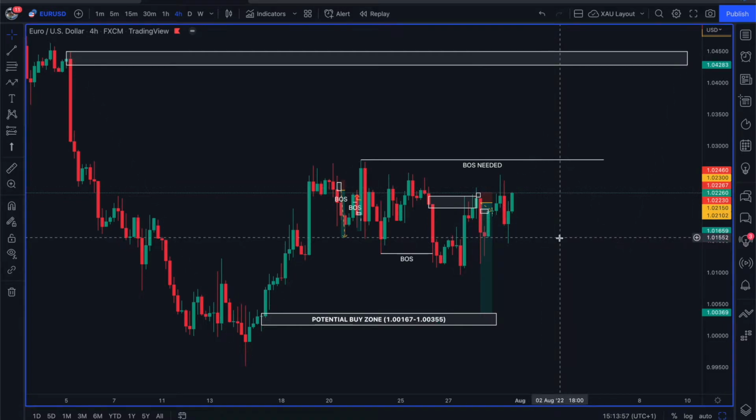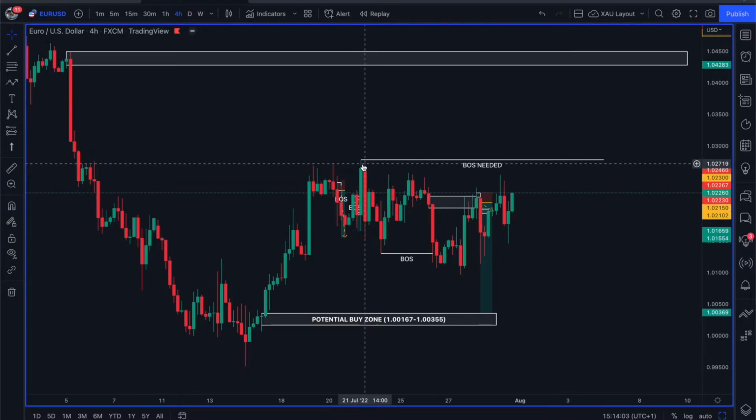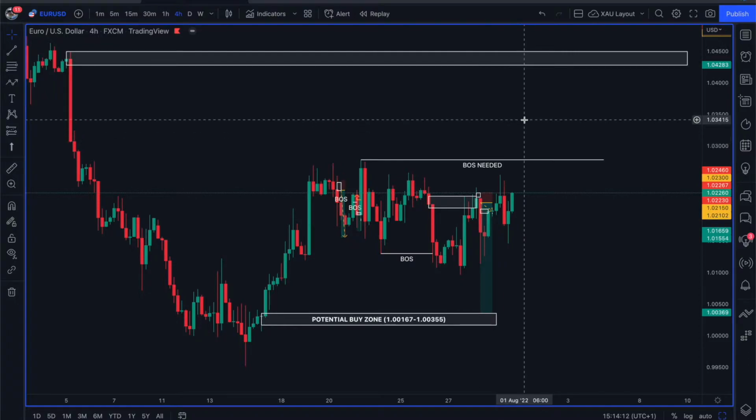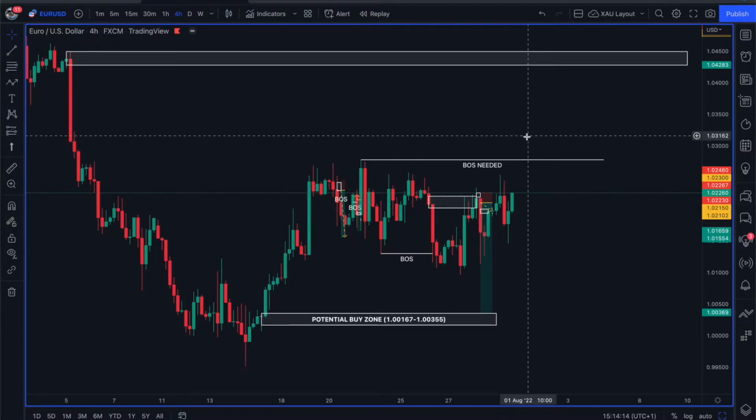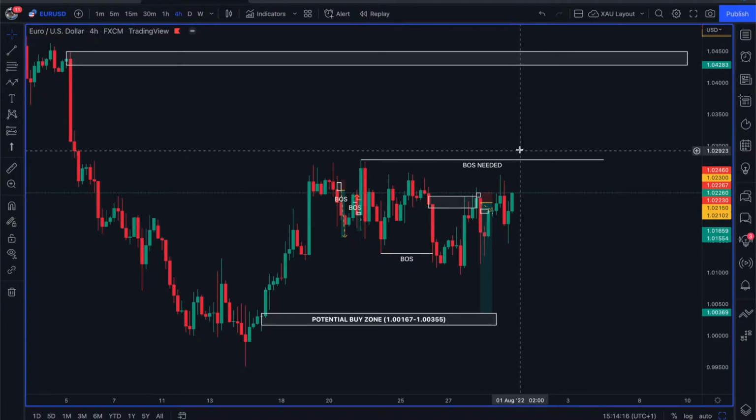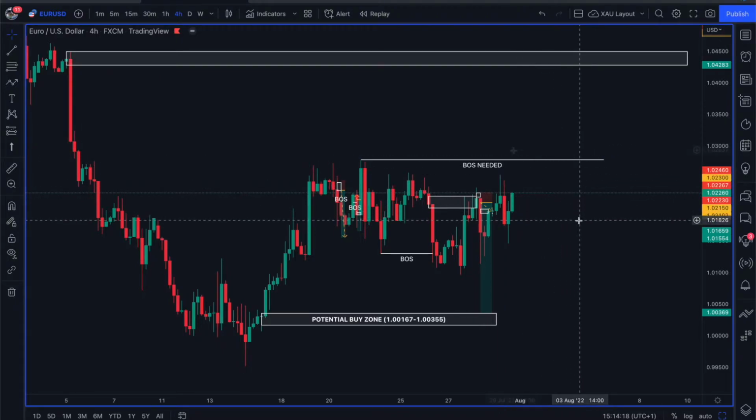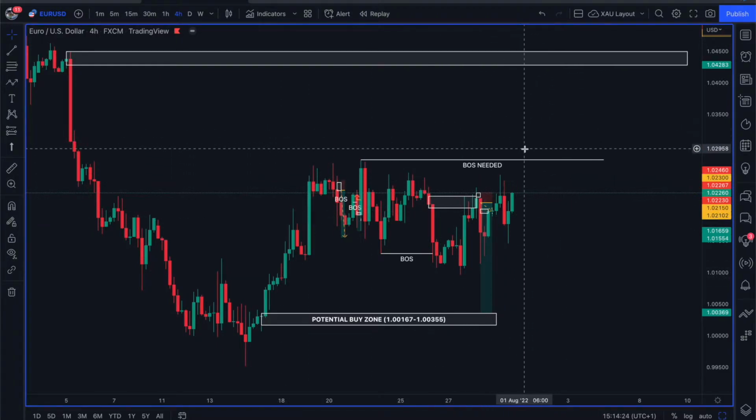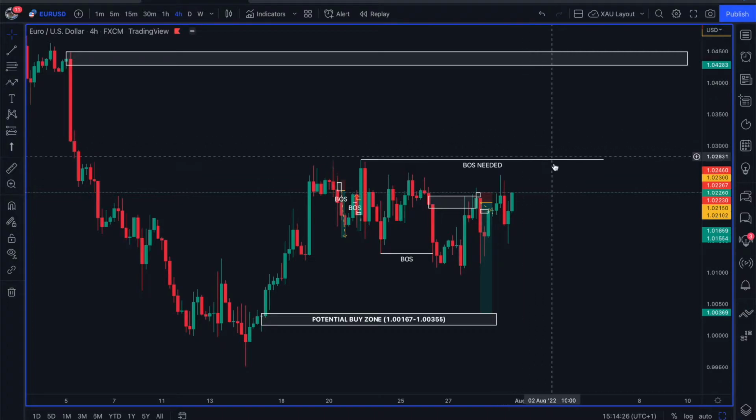Now, how can we look to get involved in this? Well, realistically, I'd want to see a break of structure take place. So this high here that was created through this first impulsive wave from the retest, I would want to see get broken, a new higher high to be created. Then what we'll do is we'll look for confirmation that price is actually taking its fractal retracement throughout this higher time frame bullish retracement. Once we have that confirmation, we can look to sell.